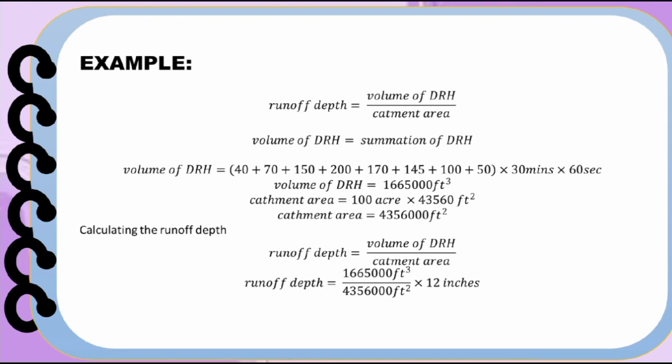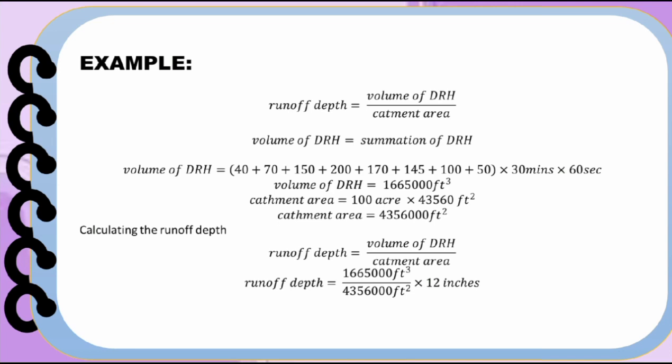After calculating the direct runoff hydrograph, we're going to get the runoff depth, for which the formula is the volume of the DRH, or direct runoff hydrograph, over the catchment area. First, we have to get the volume of the direct runoff hydrograph. The total volume of water from the quick response runoff needs to be calculated. This is done by summing the area under the quick response runoff hydrograph for each time step.